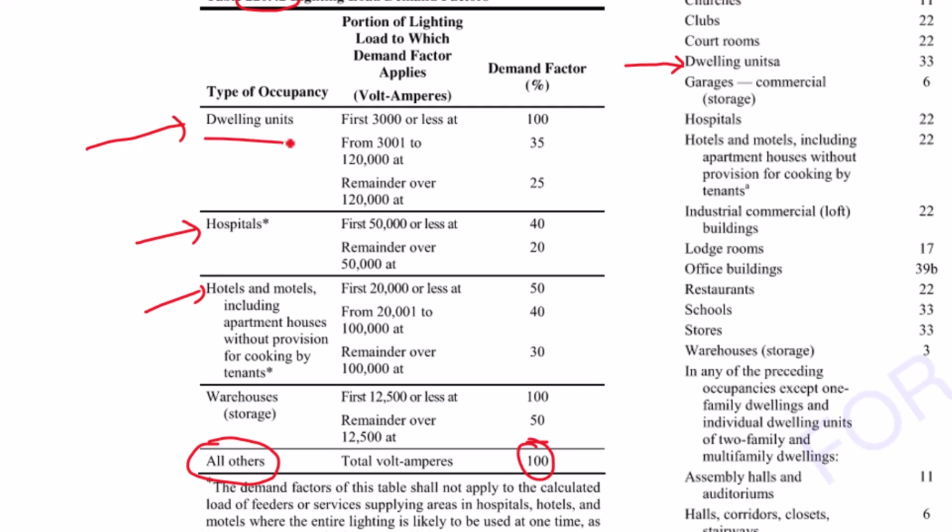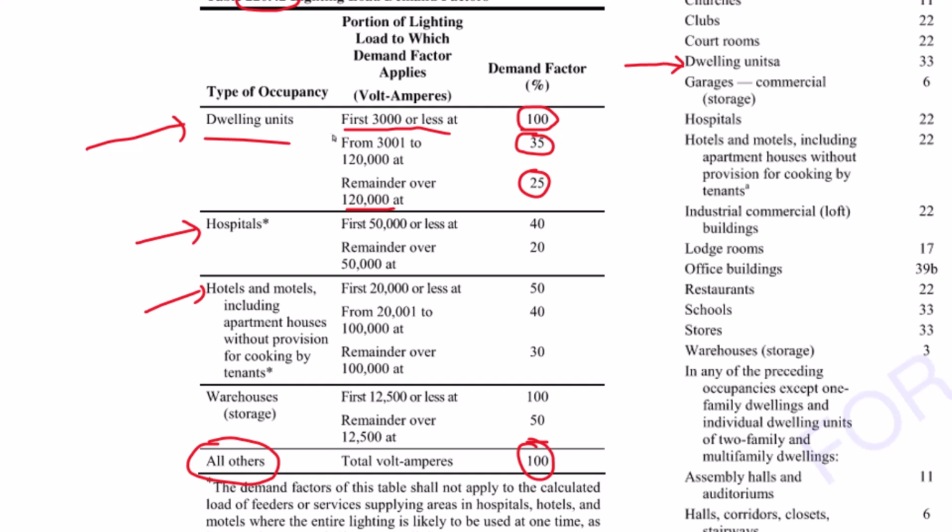So for dwelling units, you have the first 3,000 or less, you would take the full 3,000 volt amperes. Then the portion after the 3,000, so let's say you have 5,000, that means that 2,000, which is the remaining after the first 3,000, would get a demand factor of 35%. And then over 120,000, you would take that as 25%.